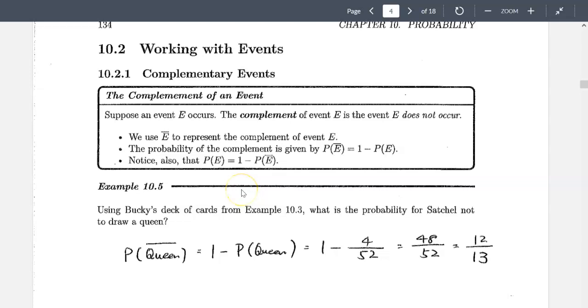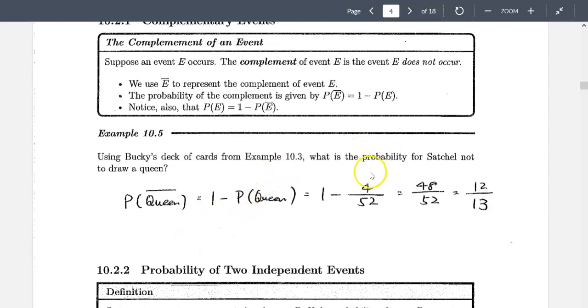Okay, working with events, here we go. The complement of an event is just like the complement of sets, so that means the opposite, or not, right? For example, what's the probability of someone not drawing a queen out of a deck of 52? Well, the chance of getting a queen is 4 out of 52. What's the chance you're not, in other words the complement, not getting a queen? It will be the other 48 out of 52, right? Remember, since everything adds up to 100%, you just take 1 minus the probability of getting a queen. The probability of not getting a queen, therefore, is 48 out of 52, which reduces down to 12/13.